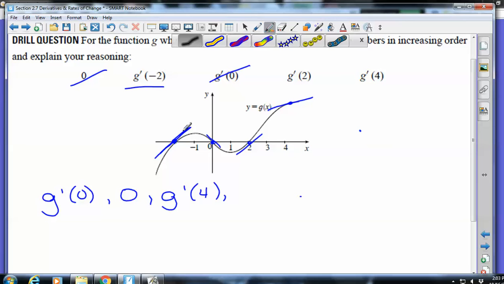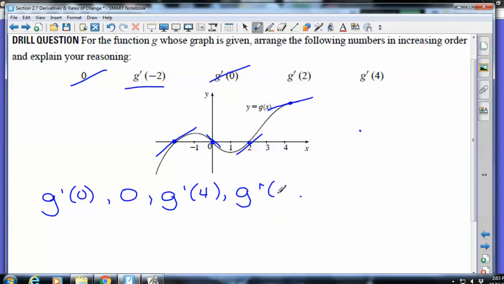Alright. It's kind of hard to tell because I don't have amazing lines here, so we're just going to do our best. We've got this slope at negative 2, this one at positive 2. Which of those is steeper, do you think?